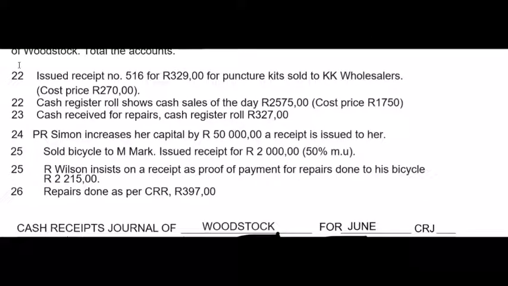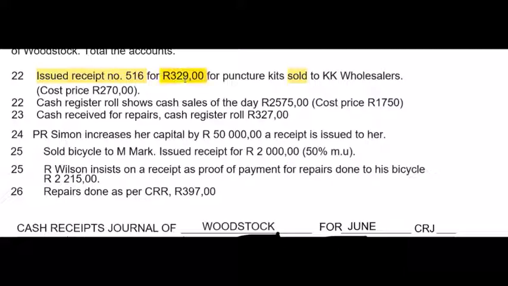The first transaction was on the 22nd. I hope you've noticed that there are two transactions on the 22nd. So remember, this will have an effect on when we bank the money that's lying in our till or in our analysis of receipts column. Okay, so the first one says issued receipt number 516 for 329 Rand for puncture kits sold to KK wholesalers. And I want you to highlight the word sold. Okay, because now this means that we've had a sale and we will have to record this value, the 329 Rand, in the sales column.